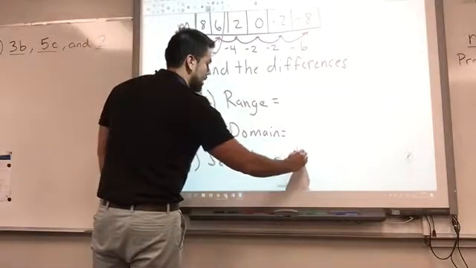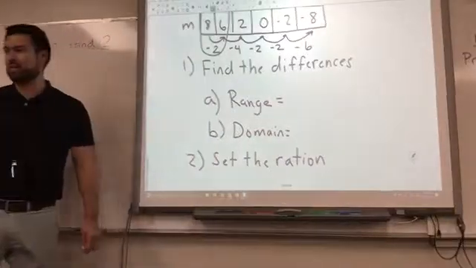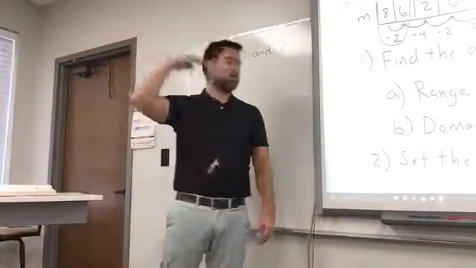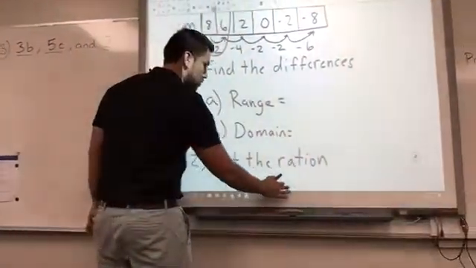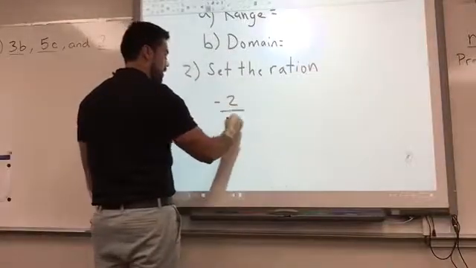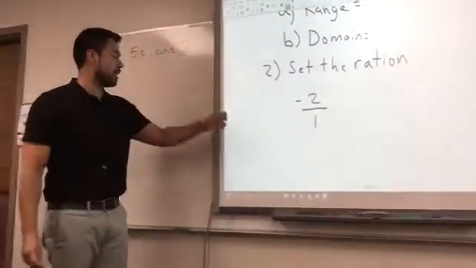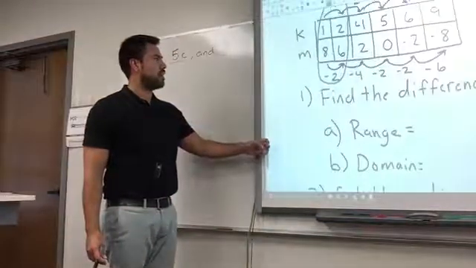I think I heard it. I'm not sure if I heard it completely correct. Negative 2 over 1. If I just use those, it would be negative 2 over 1. So I'm going to put this, negative 2 over 1. That would be one of them, if I had that pattern going.